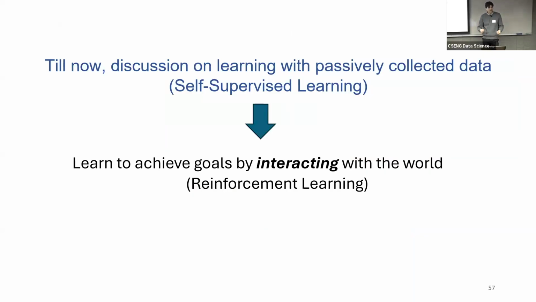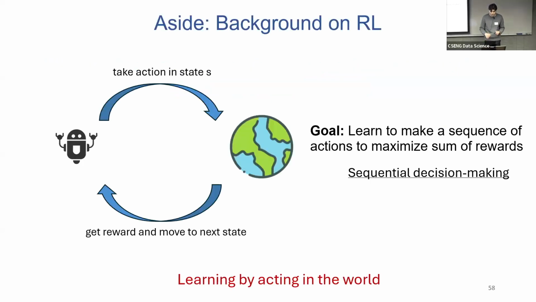But as you all know, we really want to use these systems to make interventions in the real world: which experiment to run, which control input to use, right? So that's why we have to figure out a framework that will also allow us to learn to achieve goals by interacting with the world. And that's the framework of reinforcement learning, right? A small introduction of reinforcement learning. So reinforcement learning is really formalizing this notion of learning by acting in the world.